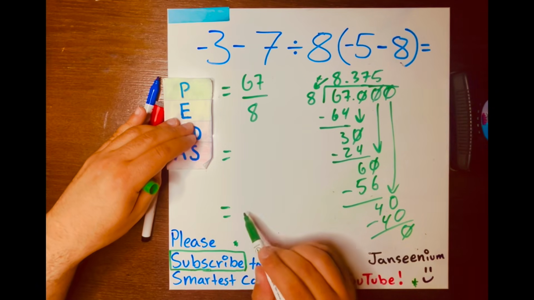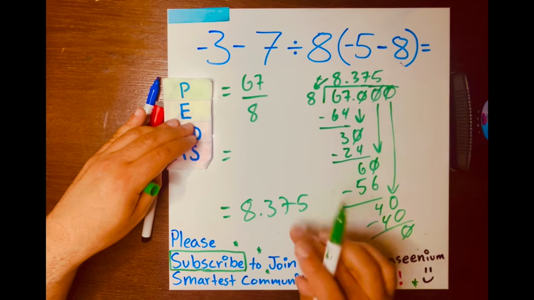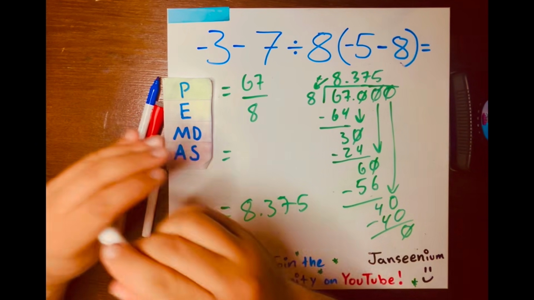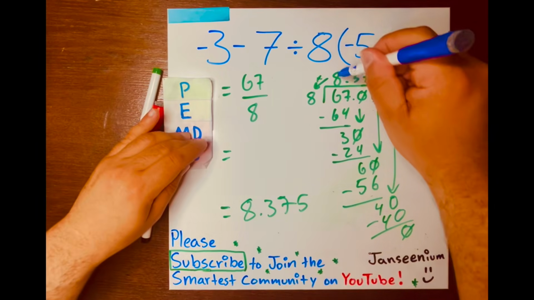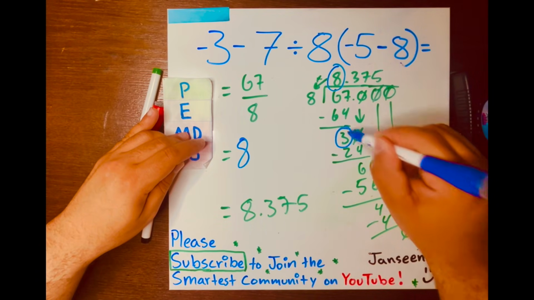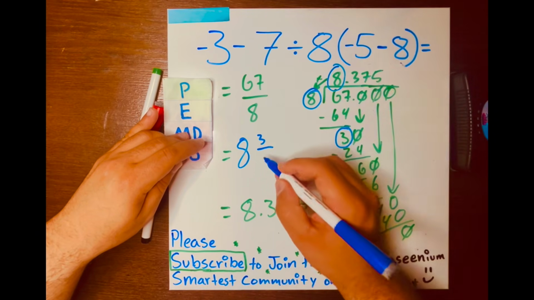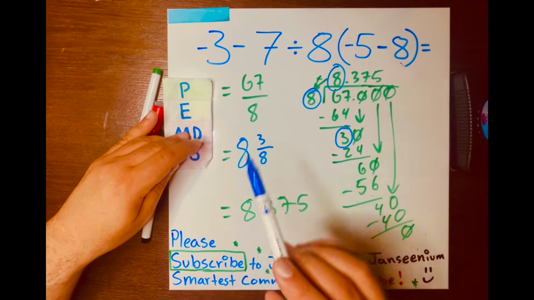So your decimal answer is 8.375. And your mixed number answer, I'll use a different color. The whole number is 8, and the remainder is 3. That goes above the fraction bar, and then the 8 goes below the fraction bar. And that's your mixed number answer.